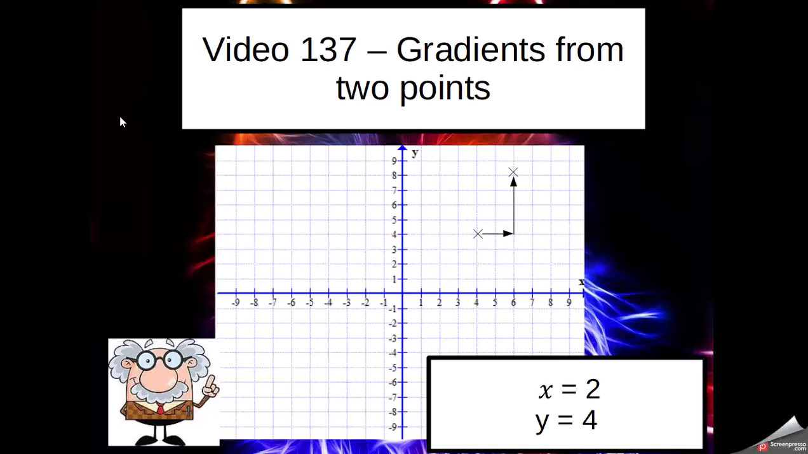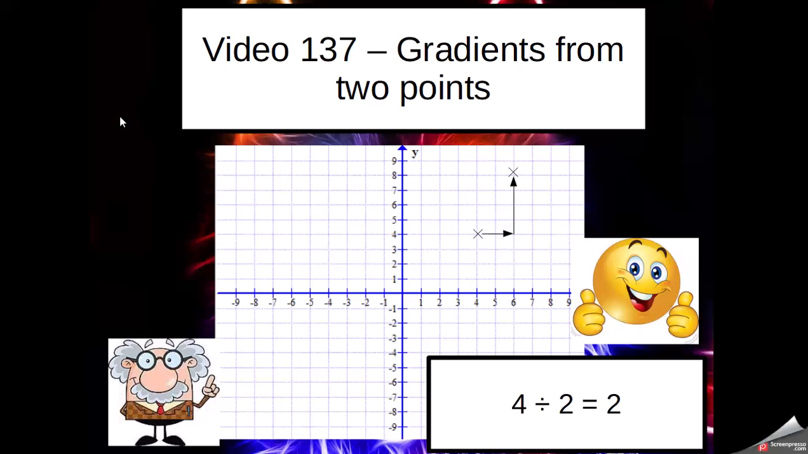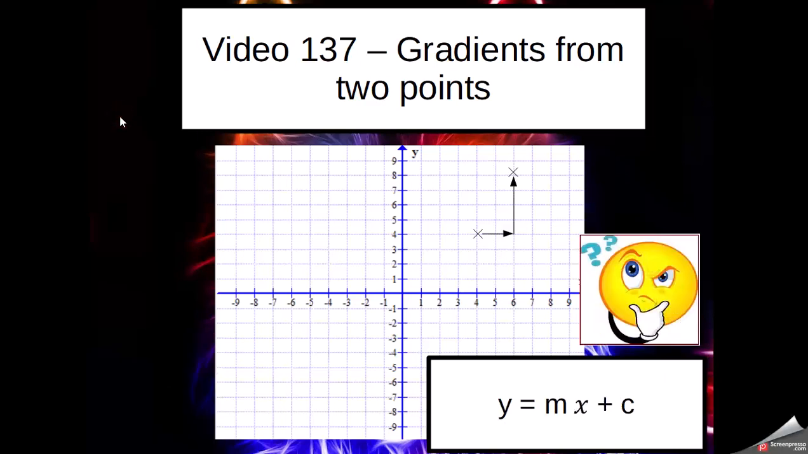So from that then we can work out the gradient by simply doing the difference in y, 4, divided by the difference in x, 2, to give us a gradient of 2. So that's how we work out the gradient from 2 points. Divide the difference in y by the difference in x, making sure if y is increasing it's positive, and if y is decreasing then we put in a negative value.